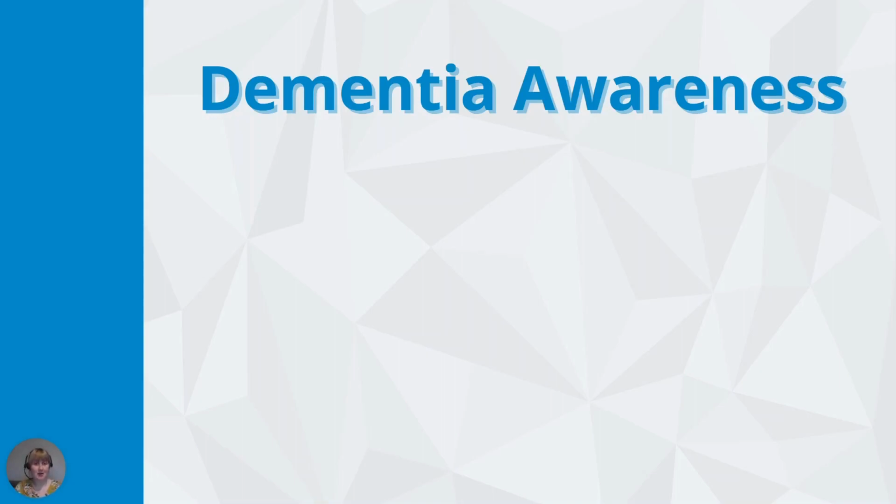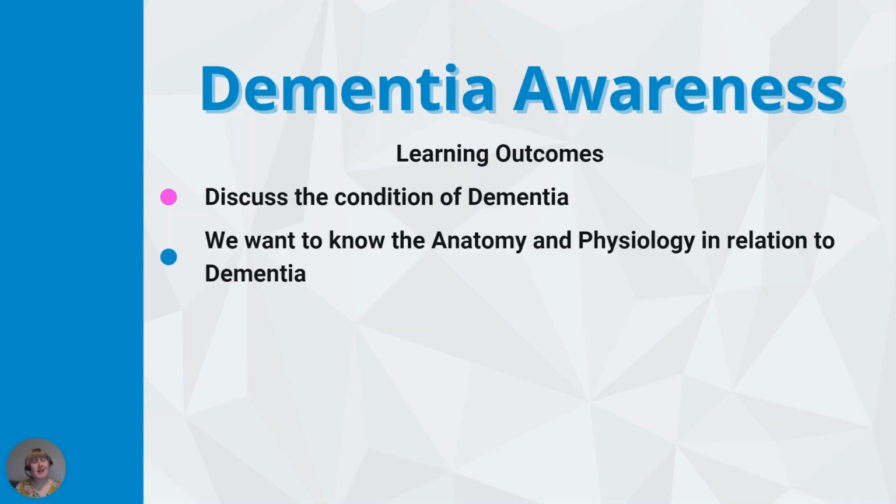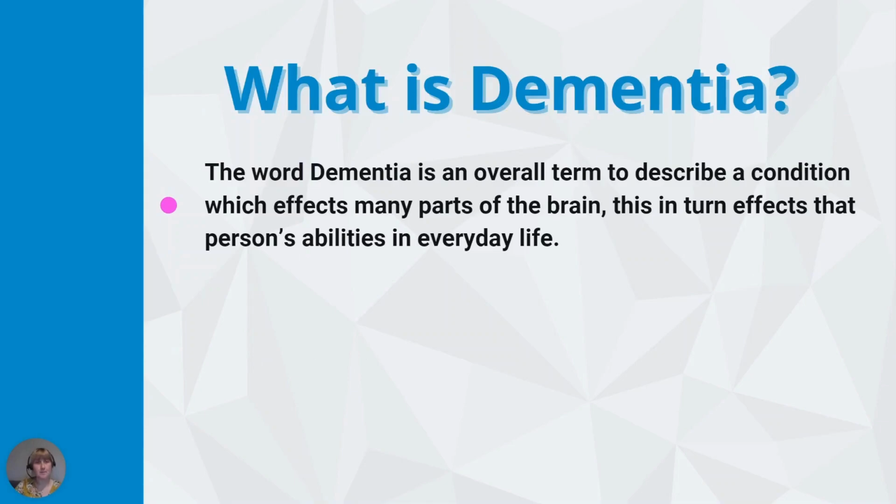Today's webinar topic is dementia awareness. The learning outcomes for today are that we want to discuss the condition dementia. We want to know what dementia is. We want to be able to understand the anatomy and physiology in relation to dementia. And we also want to know what signs and symptoms somebody might have if they have dementia as a condition.